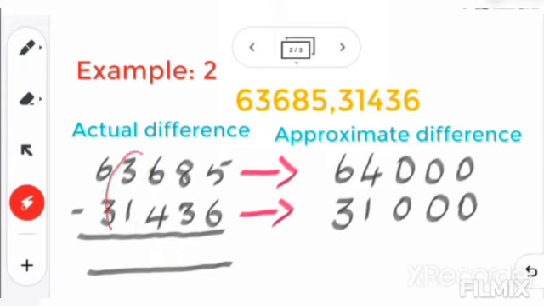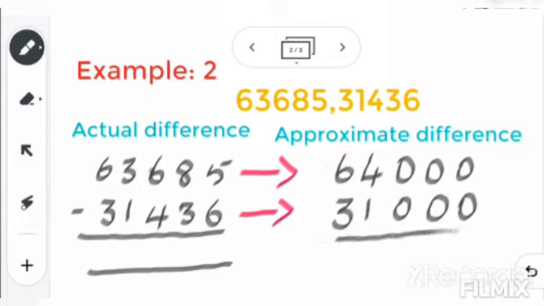Again, the change will only be in the thousands place. If the right side digit is more than 5, then you add 1 in the thousands place. If it is less than 5, then you write the number as it is. When it is more than 5, you add 1. When it is less than 5, you write as it is. But the left side digits will remain the same.